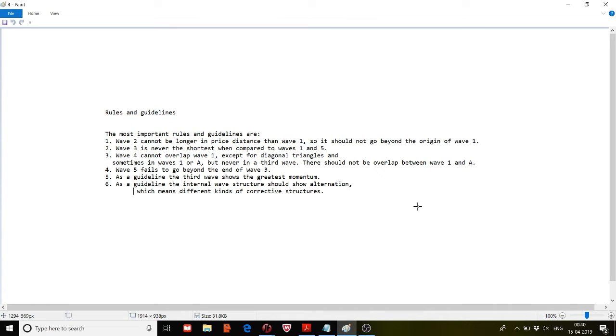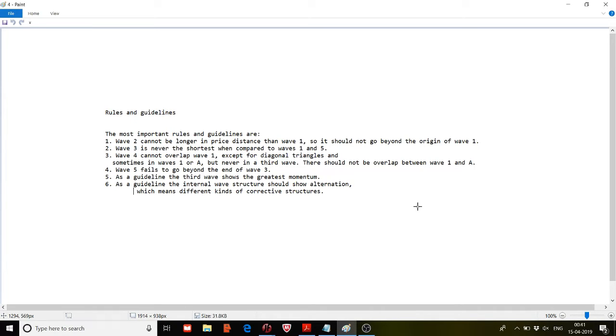So the rules and guidelines, let me discuss once again. As I told you, wave 2 cannot be longer in price distance than wave 1. I keep telling you this many times because it is the main thing to identify the Elliott Wave Principle: the end point of wave 2 should not go beyond the starting point of wave 1. Then another thing is that wave 3 cannot be the shortest one. As I told you, these days most traders focus on the length of wave 3. It should be longer than wave 1 and wave 5.